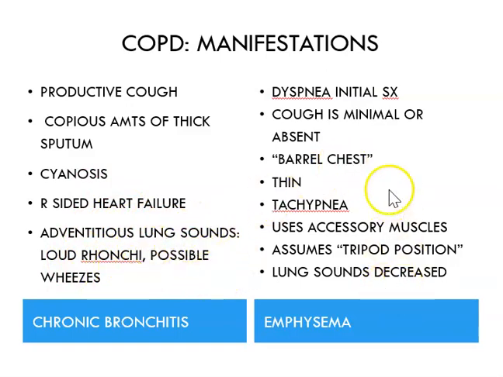With emphysema, dyspnea initially is going to be a sign of that. Cough is minimal or absent. They're going to have a barrel chest. These patients are going to be thin and have tachypnea. They're going to use accessory muscles, and they're going to assume a tripod position for breathing, and I'll show you what that means. And their lung sounds are going to be diminished. They're going to be decreased.